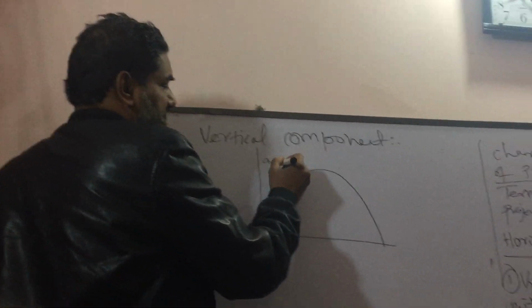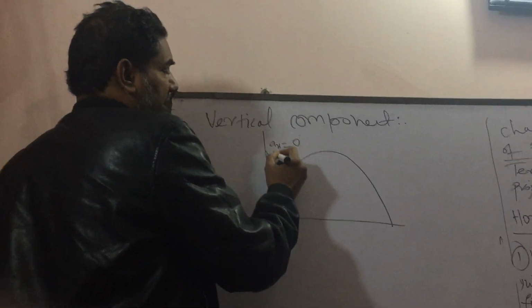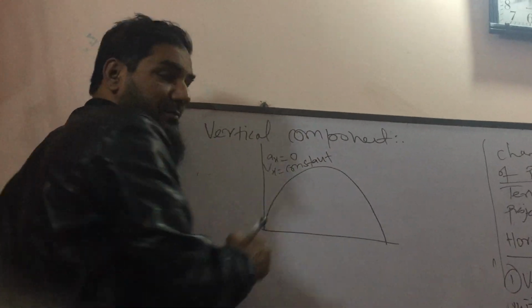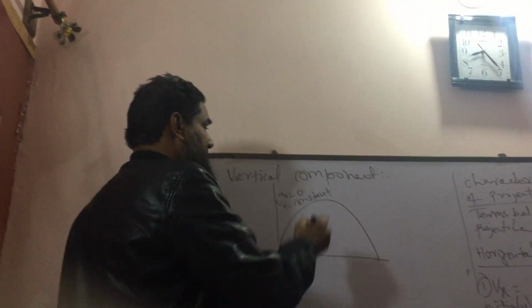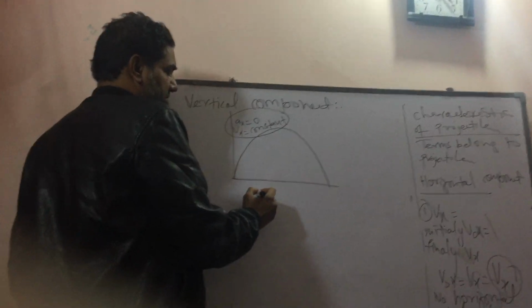There is no horizontal acceleration. Zero acceleration, so the horizontal component of speed is constant. These are the horizontal components. Now I am coming towards the vertical components.